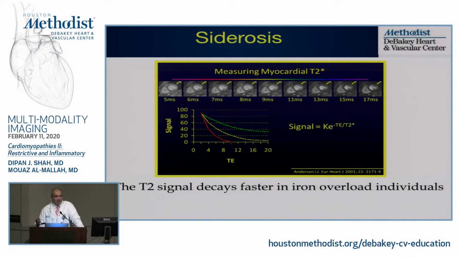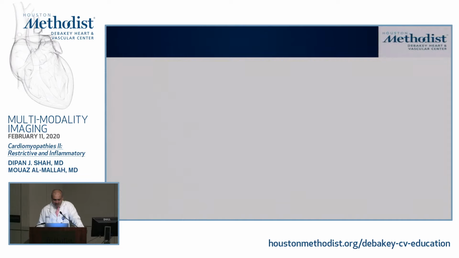Obviously one of the things is that T2 star decay is accelerated in the presence of iron. So if there's iron overload within the myocardium, then your T2 star values are going to drop much, much faster. And so there are normal values that have been established as well, which is a normal T2 star value should be greater than 20 milliseconds. And then less than 10 milliseconds is suggestive of severe iron overload. And then between 10 and 20 is kind of borderline.